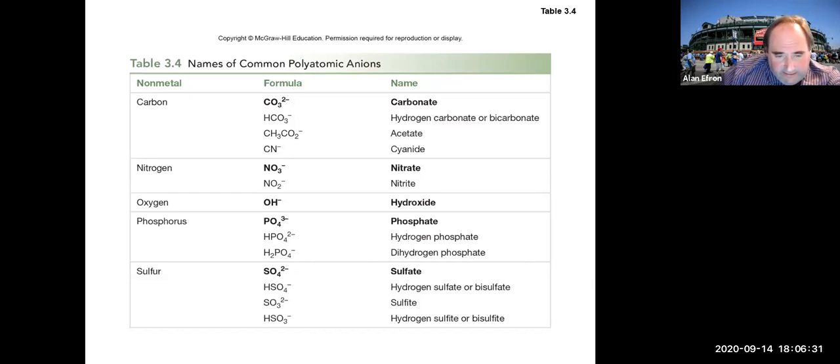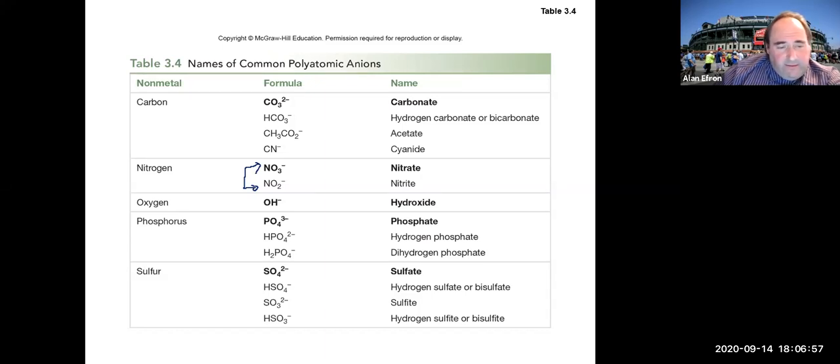So if we look at these two here, that is NO3 minus and NO2 minus. That NO3, like we were just talking about, has a -1 charge. Everybody stays together. That 1 nitrogen and 3 oxygens all stay together and has a -1 charge. The only difference between these is the number of oxygens. And one is nitrate and one is nitrite.